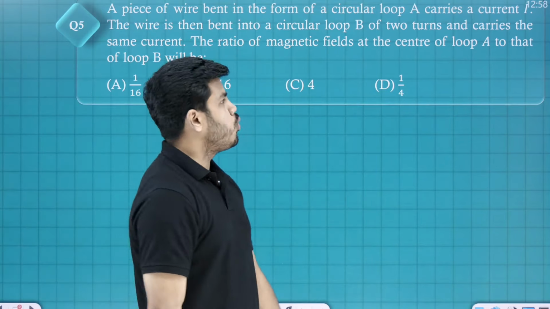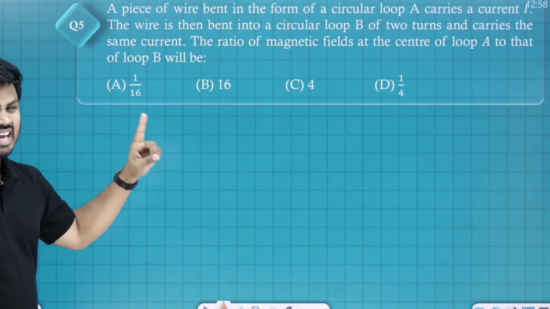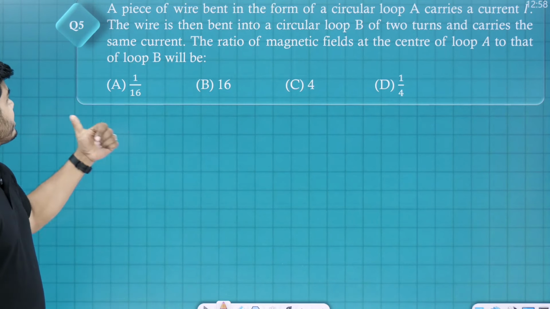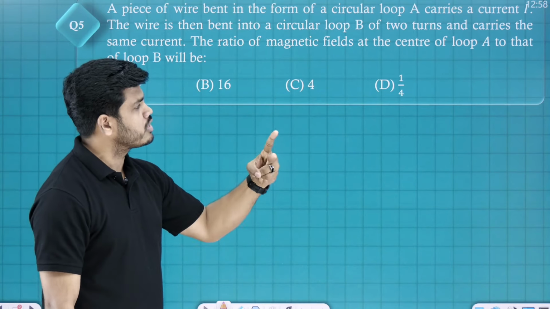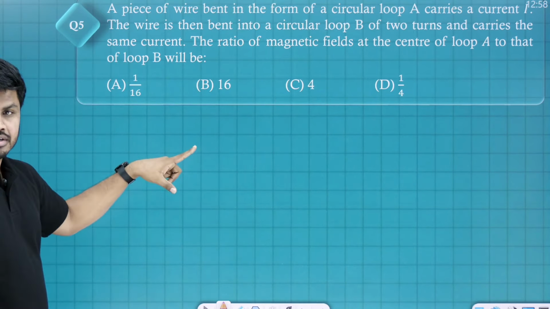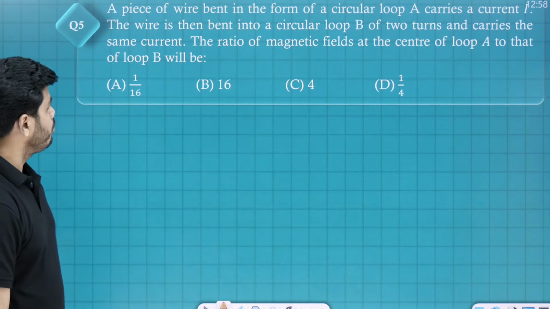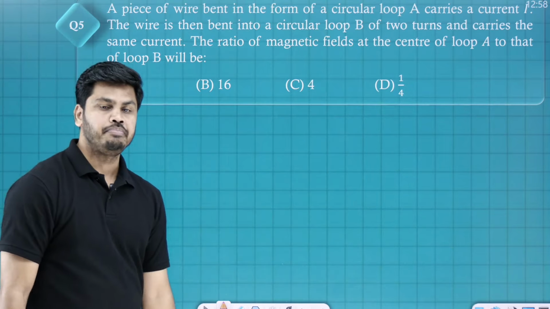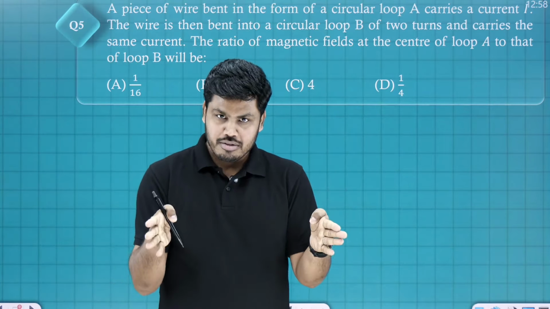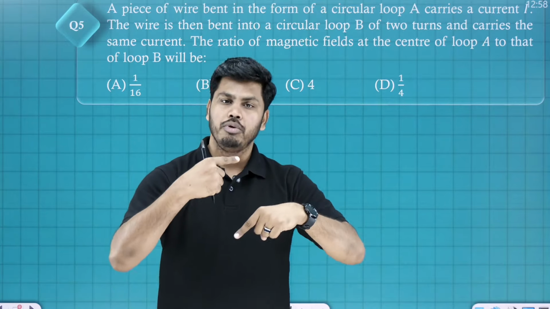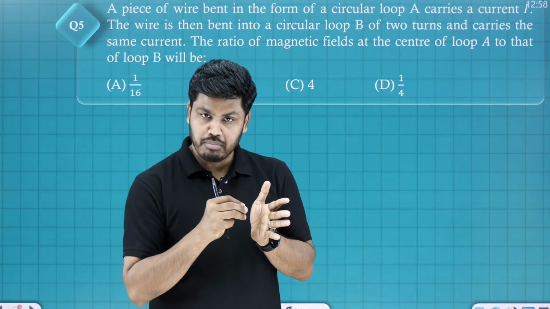A piece of wire bent in the form of a circular loop A carries a current I. The wire is then bent into a circular loop B of 2 turns and carries the same current. The ratio of magnetic fields at the center of loop A to that of B will be. So we have a wire of definite length. We make one loop using that wire, and we send some current through it. There will be some magnetic field produced at the center.